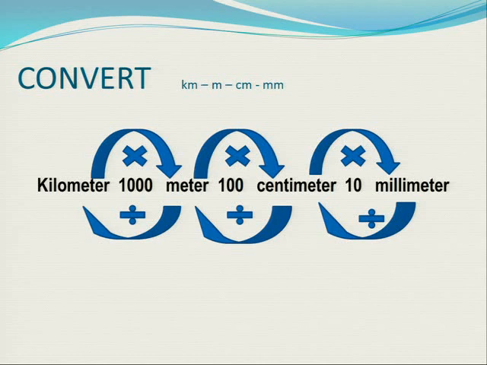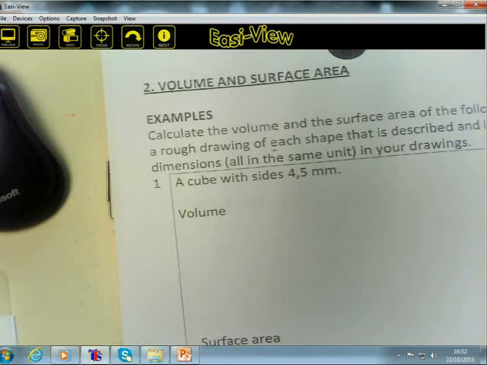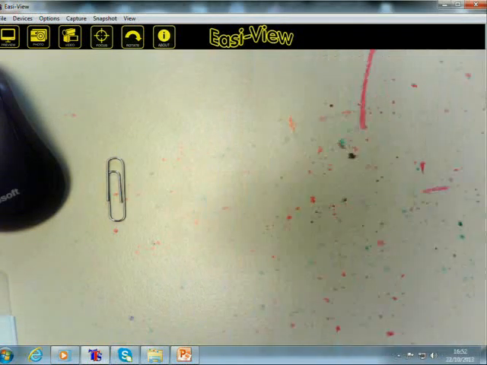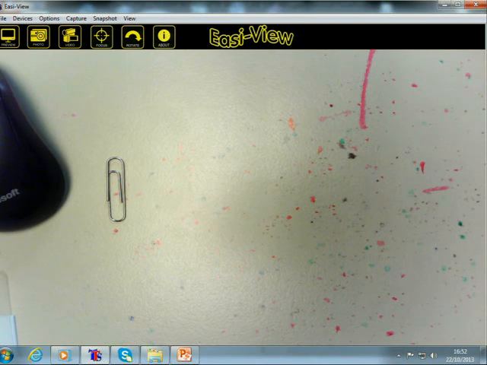Centimeters times 10 to millimeters, and division when you go backwards. There were 3 questions that came in. The one question was, what is the difference between area and perimeter? Now, it's a big difference between the two.